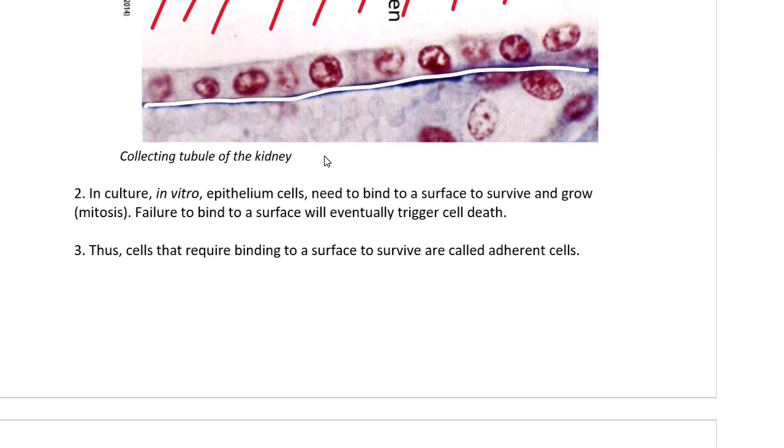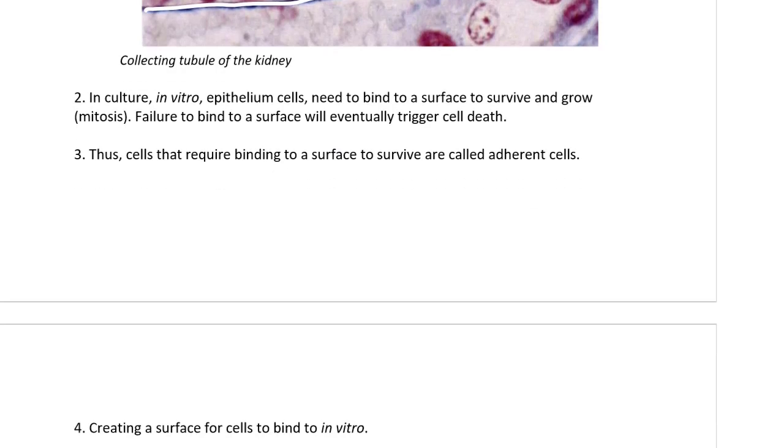In culture, in vitro, epithelial cells need to bind to a surface to survive and grow. Failure to bind to a surface will eventually trigger cell death. So the reason for this is actually kind of multifold. But one of the biggest reasons is this. So here I have the basement membrane, and here I have an epithelial cell.